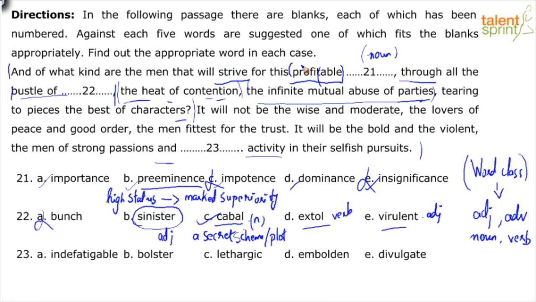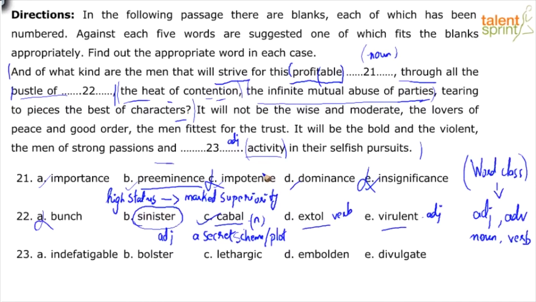It will not be the wise and moderate, the lovers of peace and good order, the men fittest for the trust. It will be the bold and the violent, the men of strong passions and dash activity. Again, here I need an adjective form. What sort of an activity? Describing the activity, a descriptive word. I need an adjective form. Let's look at my options. Indefatigable, bolster, lethargic, embolden, and divulgate. Right? So, what's it gonna be?